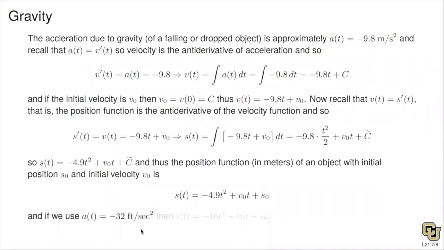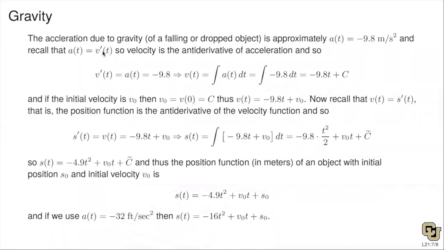If we take the acceleration in feet per second squared, it's negative 32 feet per second squared, then the position function after two integrations, after two antidifferentiations, will look like negative 16 t squared plus v sub 0 t plus s sub 0. Oh, I forgot to mention, I did this division here, negative 9.8 divided by 2. That's where the 4.9 came from. That's why this 32 becomes a 16, because we divide by 2.